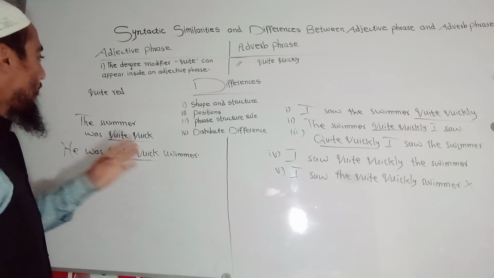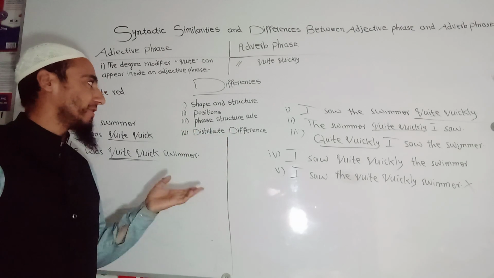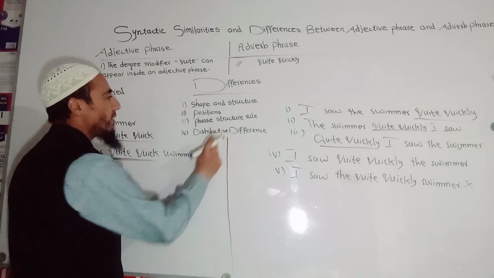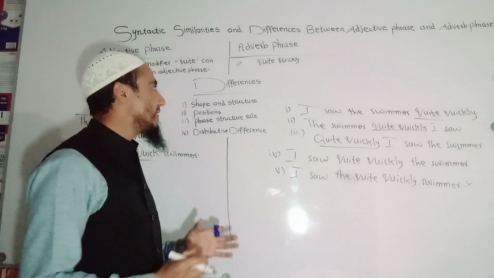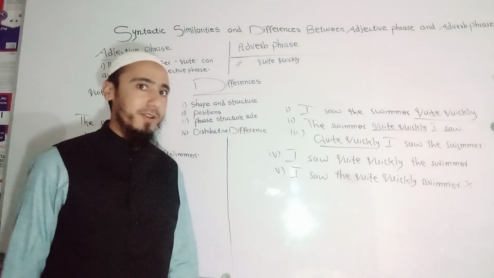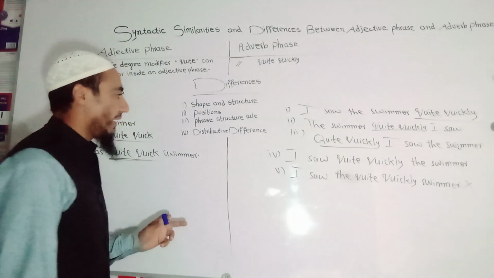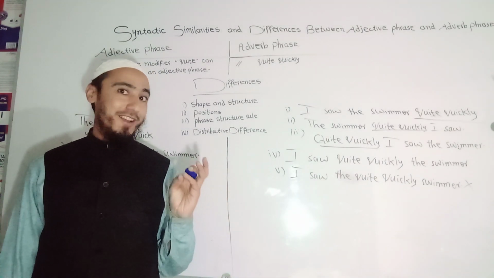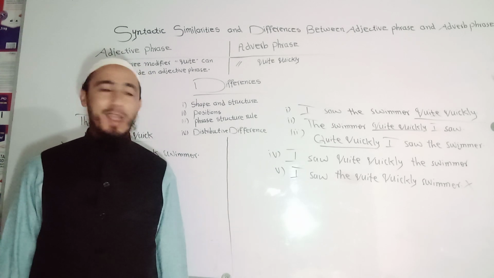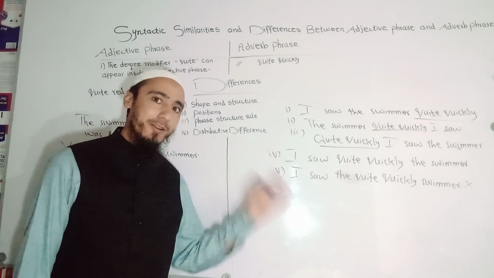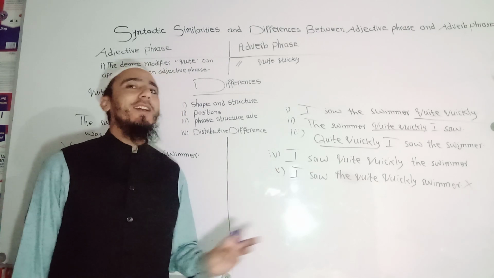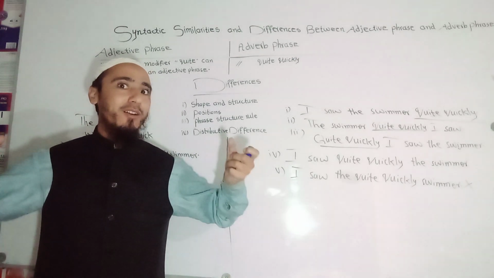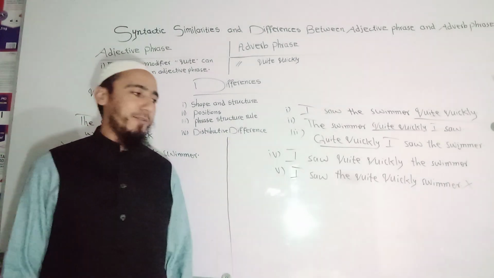Now, when we are talking about the distributive difference between an adjective phrase and an adverbial phrase, the difference is that an adjective phrase is used to modify a noun or a noun phrase, whereas an adverbial phrase is used to modify a verb or even the whole event. So this is the main difference.